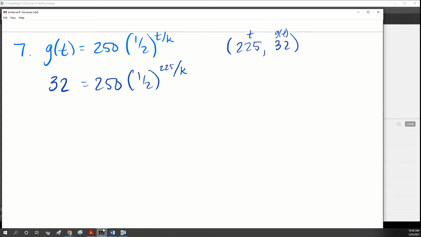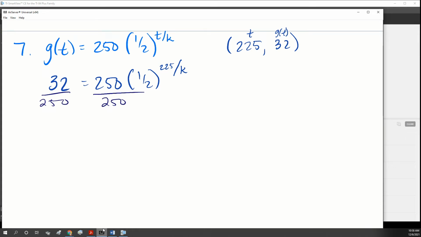So we are going to solve this for k. What would y'all do first? Good. So the first thing you do is isolate the exponential expression, and that's going to be to divide. And when you divide, this one works out nicer. You do get a decimal, but it's not like a non-ending decimal. It stops at 0.128.